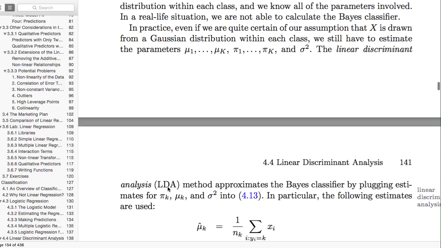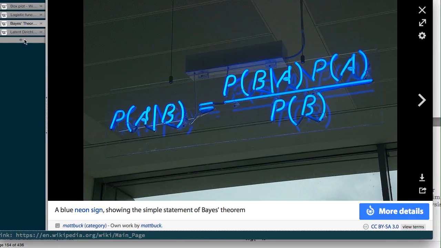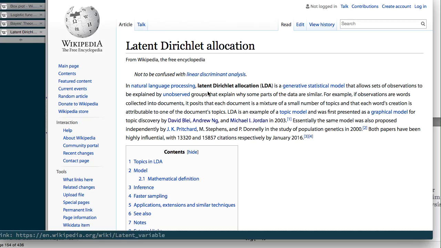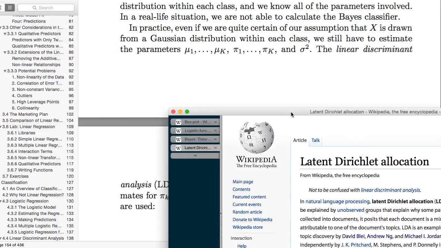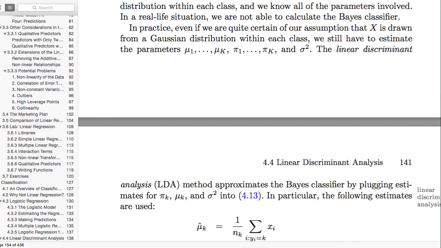I should mention also that LDA is a bad abbreviation for this. In fact, I have the last of my helpful Wikipedia articles. LDA is used in R to refer to latent Dirichlet allocation. I don't know if that's how you pronounce it, but that's how I'm pronouncing it today. This is a very important technique that's also implemented in R. So be careful if you come across the abbreviation LDA. In fact, look, it says right here, not to be confused with linear discriminant analysis. So be careful about that abbreviation.